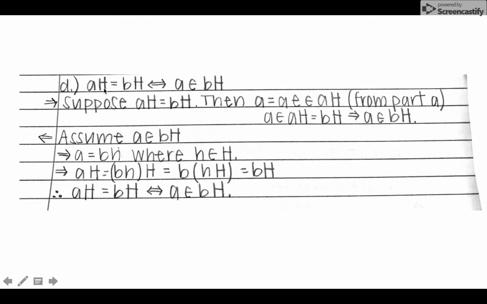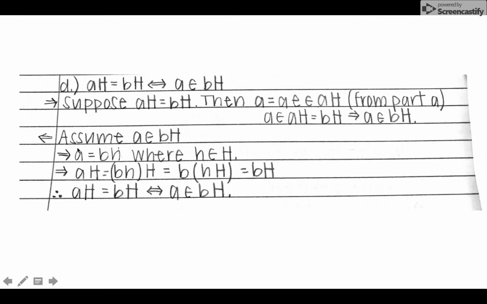And then for part D, we had AH is equal to BH if and only if A is in BH. So I'm going to prove this way first. Suppose that AH is equal to BH. Then A is equal to A times the identity, which is in AH from part A. And if A is in AH, that's equal to BH. This implies that A is in BH.